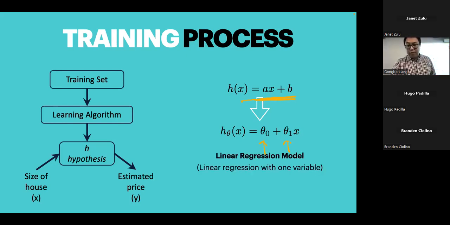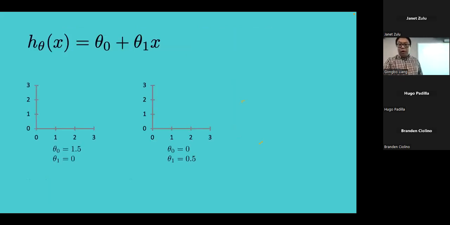Ideally, with different theta we can have a different model or different result. Let's say for theta 0, let's go to the very first. If my theta 0 is 1.5 and theta 1 is 0, then given any x, the output will be 1.5. So my model will look like this. With another set of theta, theta 0 is 0 and theta 1 is 0.5. Then if my x is 1, the output will be 0.5. If my x is 2, the output will be 1. So it will give me a line like this.